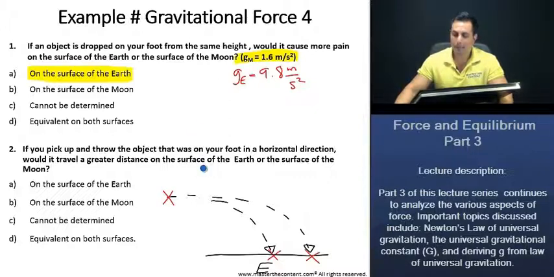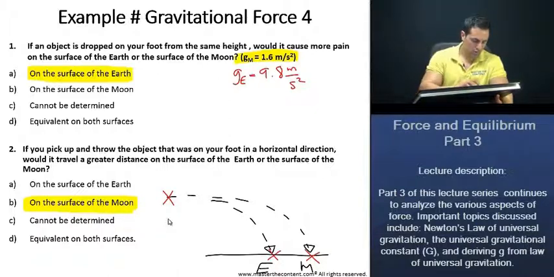Now, because its downward acceleration is 1/6 on the Moon, we would anticipate it's going to have a longer flight time on the Moon. And because it has a longer flight time, we anticipate that it's going to travel a greater distance. Thus, it's safe to presume that the greater distance is going to be on the Moon. With that said, greater distance on the Moon, that's B. We can safely assume that B is our answer there. Let's now move on and we'll do another example.